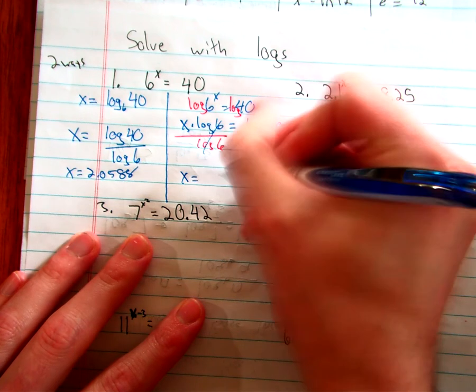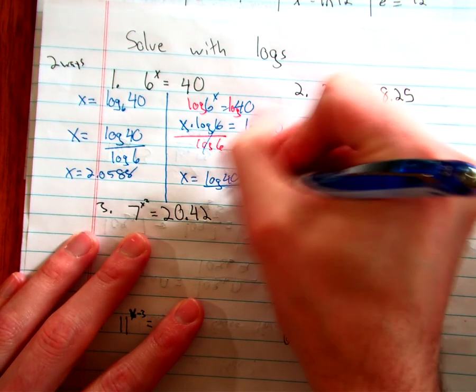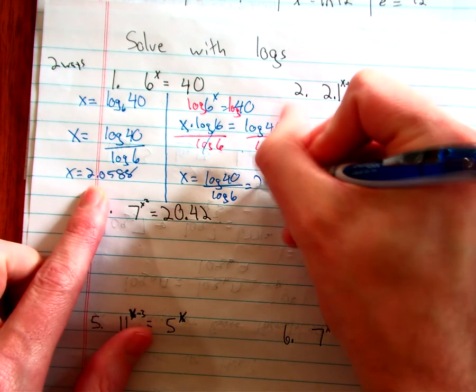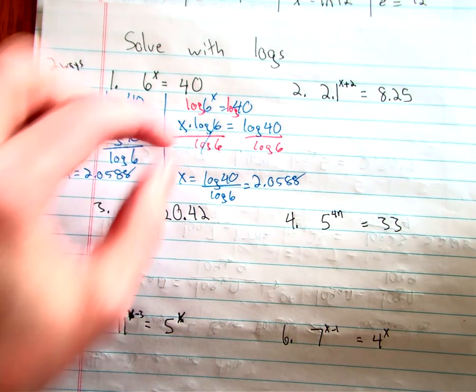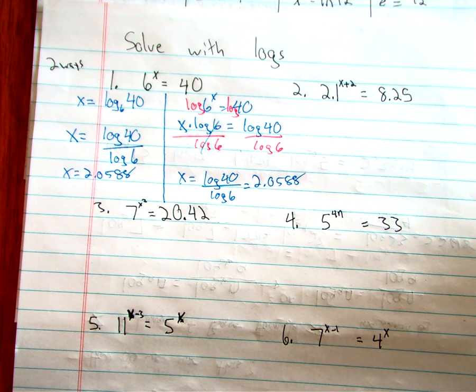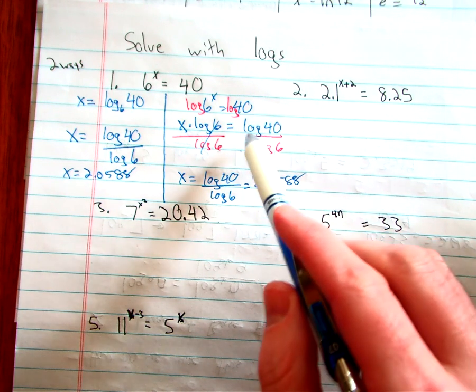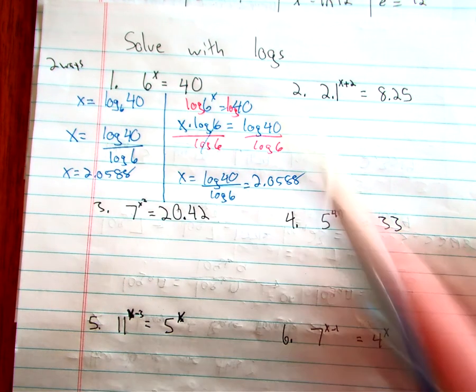Okay, we still end up with x equals log 40 over log of 6. It still equals 2.0588. All right, this way it was a little bit longer, like math steps, but I think it's an easier thought process, or easier to think about, than trying to twist this around into a log.